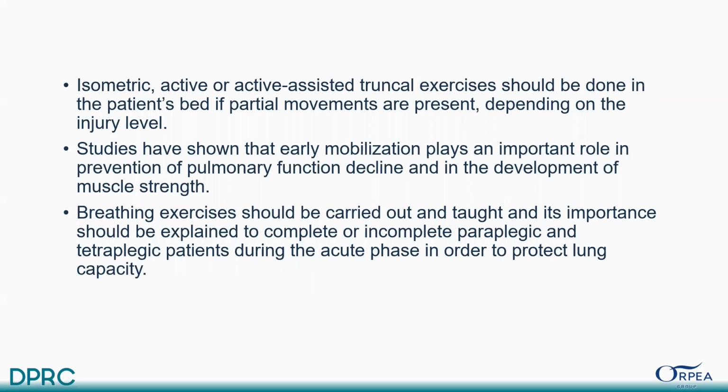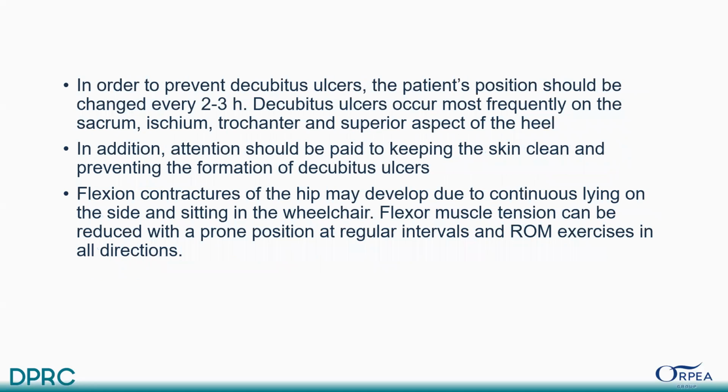Isometric active or active assisted triangle exercise should be done in the patient's bed if partial movements are present, depending on the level of injury. Studies have shown that early mobilization plays an important role in prevention of pulmonary function decline and in the development of muscle strength. Breathing exercise should be carried out and taught, and its importance should be explained to complete or incomplete paraplegic and tetraplegic patients during the acute phase in order to protect lung capacity.